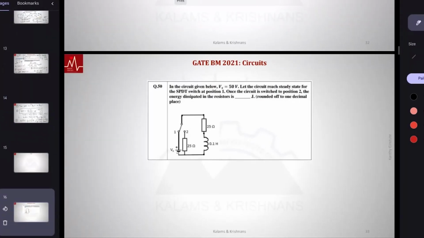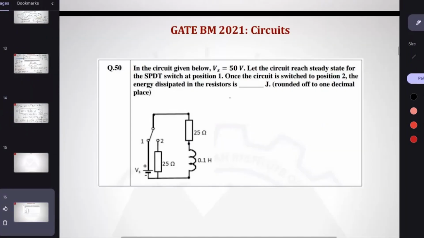Let's zoom in on this. Vs is 50 volt. Let the circuit reach steady state for the SPDT switch at position 1. Once the circuit is switched to position 2, same thing: the switch was this way, now it switches this way. We want the energy dissipated in the resistors.